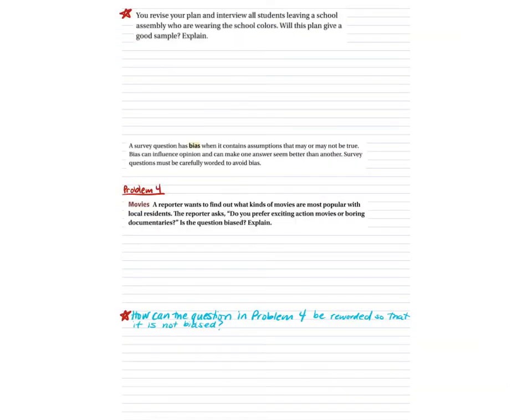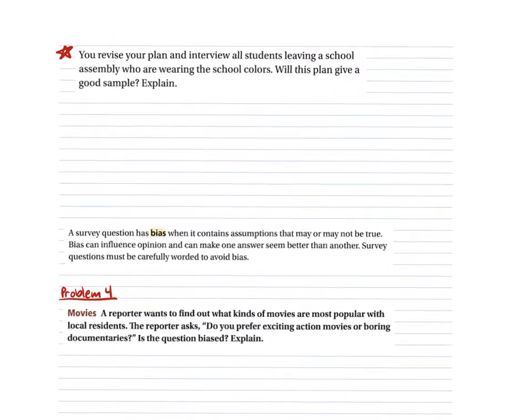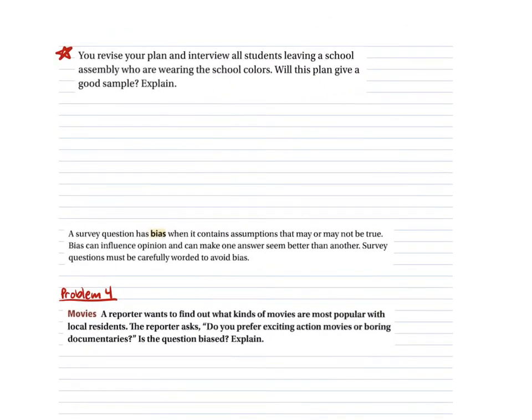Okay, so here's one to try on your own. You revise your plan. So same idea. You interview all students leaving a school assembly who are wearing the school colors. Will this plan give a good sample? Explain. Again, you don't have to press pause for this one. But does that make sense? So it sounds like it is stratified, right? Because you are taking out a group, a category, wearing school colors, right? But that's the only people you're using.